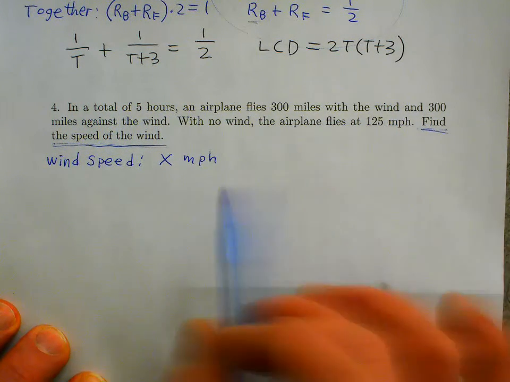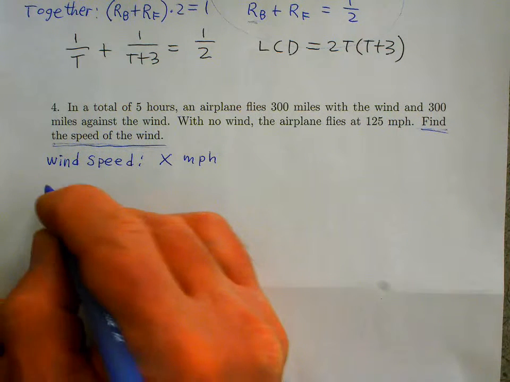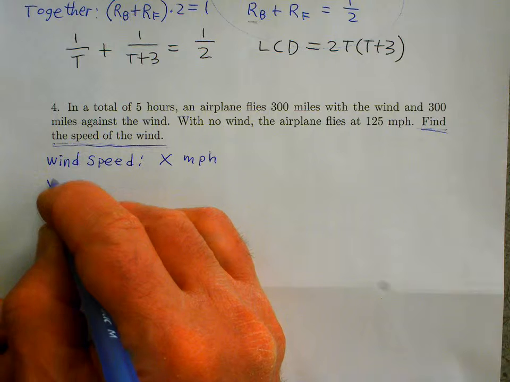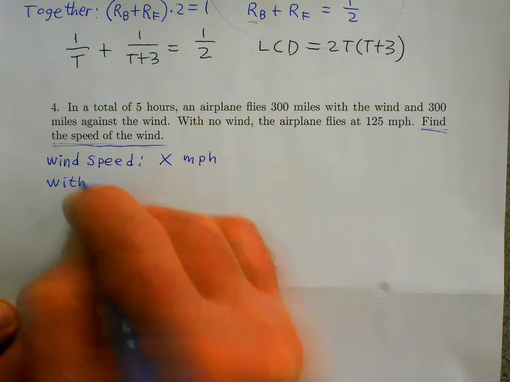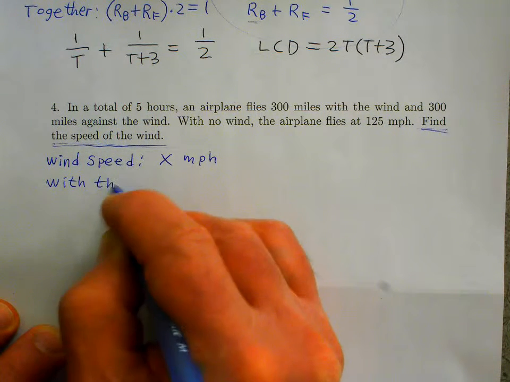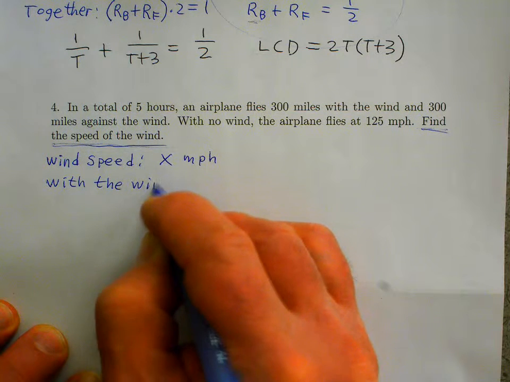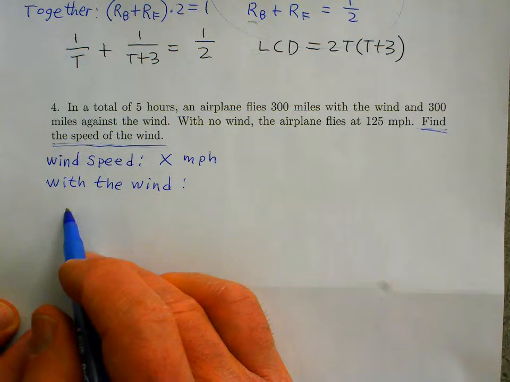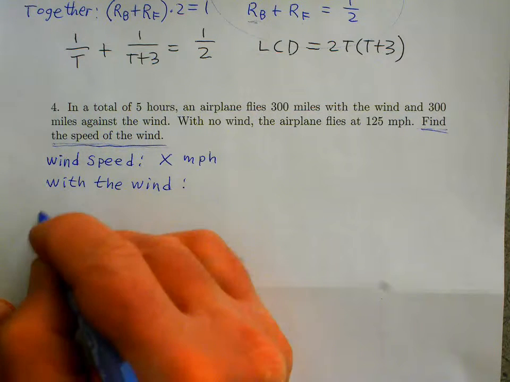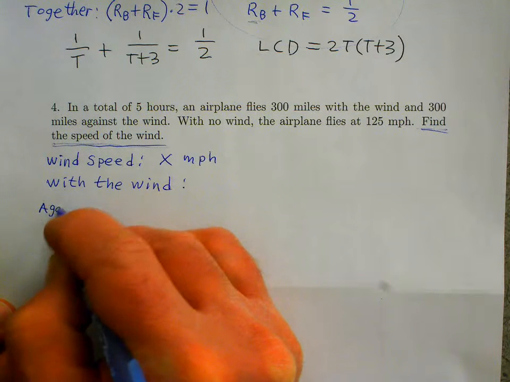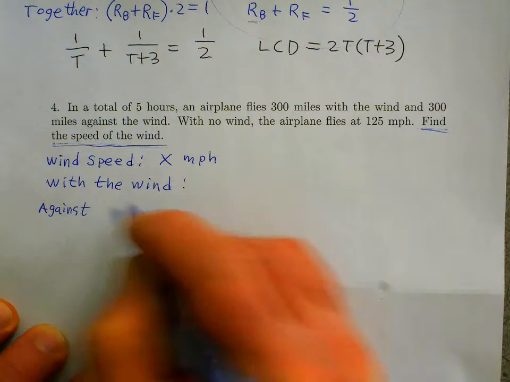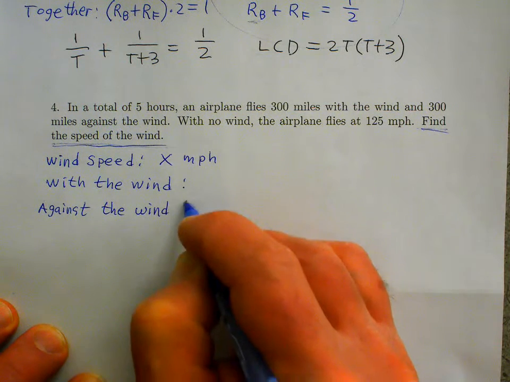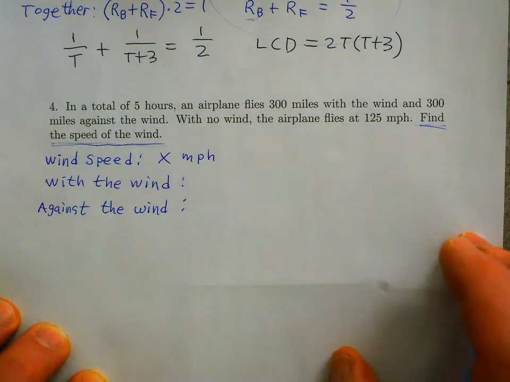So we can write an equation for the airplane flying with the wind. Then after that, we'll write an equation for the airplane flying against the wind. And then we'll go from there.